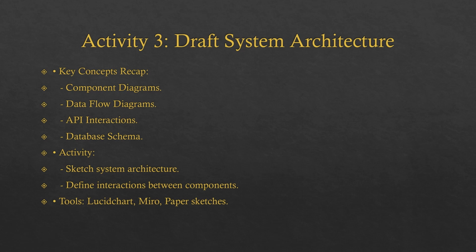Now it's time to draft our system architecture. We will cover key concepts such as component diagrams, data flow diagrams, API interactions, and database schema. Our goal is to sketch the system's architecture and define how the different components will interact with one another. We can use tools like Lucidchart, Miro, or even paper sketches for this activity.